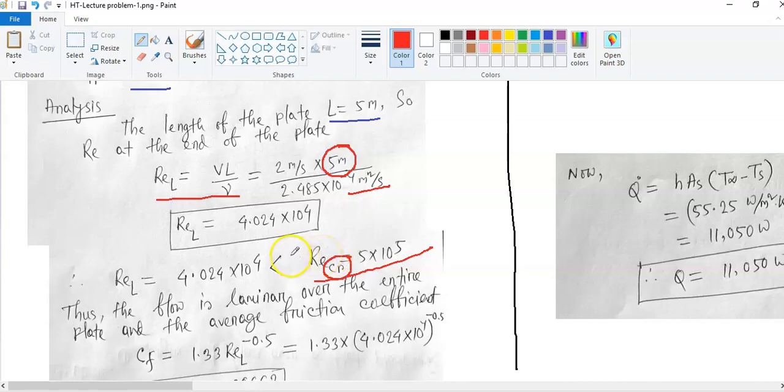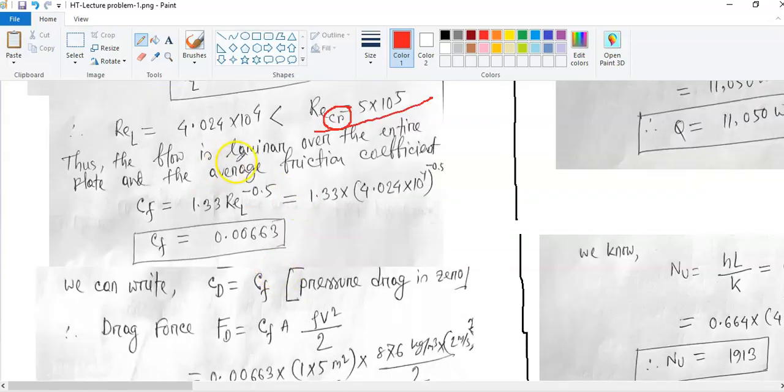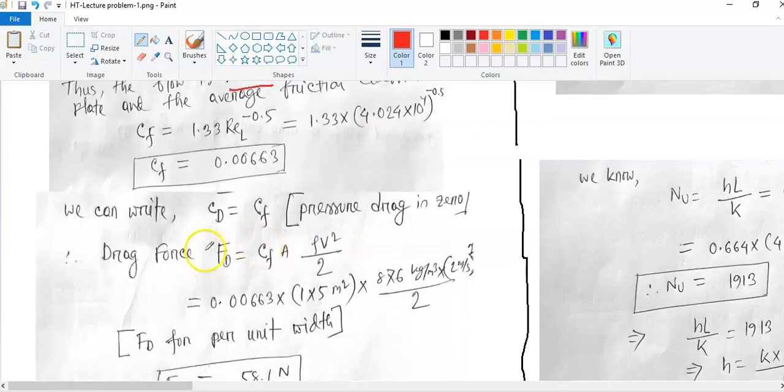So now, if it is less than this value, then we can say, okay, the flow is laminar. So that we said here, the flow is laminar over the entire plate. So now what we did, we calculated the friction coefficient. You can ask me why you need the friction coefficient. So let me go a bit further.